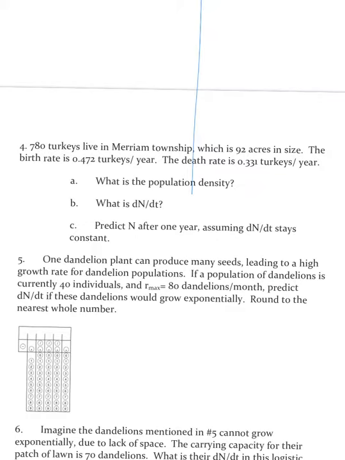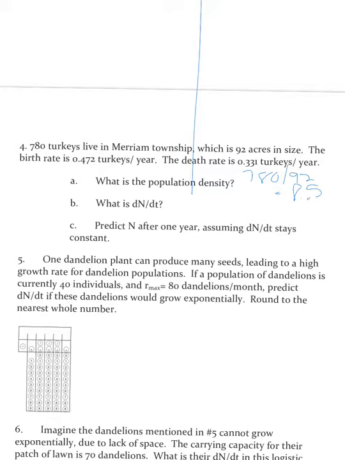Okay, for number 4, the first part is something that you should have figured out from your eco-sit. If there's 780 turkeys and the area of that township is 92 acres in size, the population density would be just 780 divided by 92, which is 8.5 turkeys per acre.